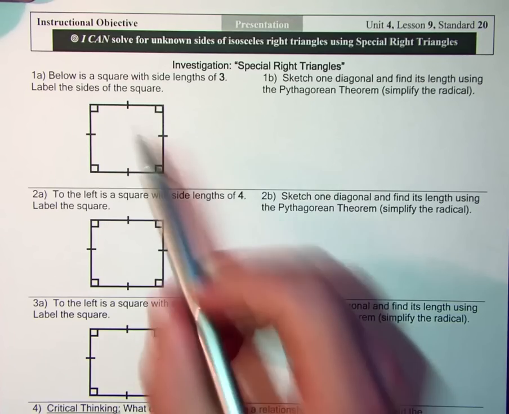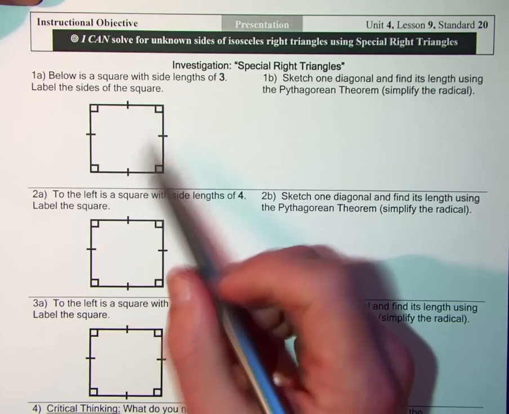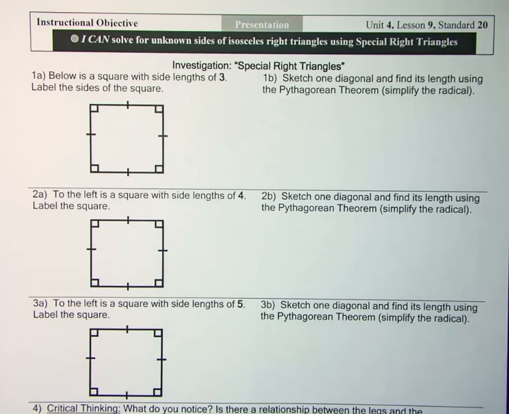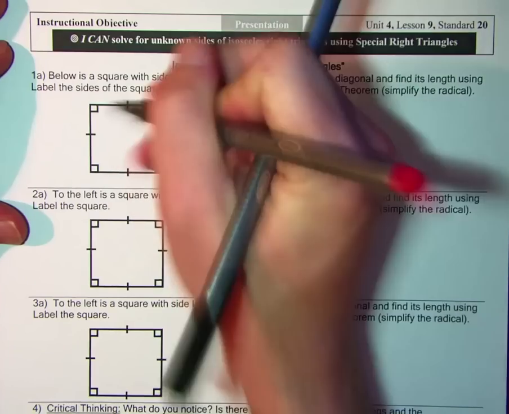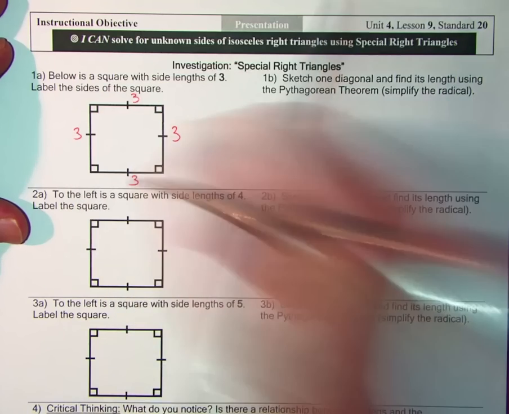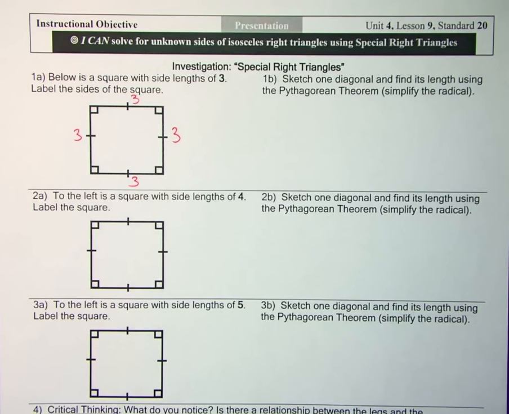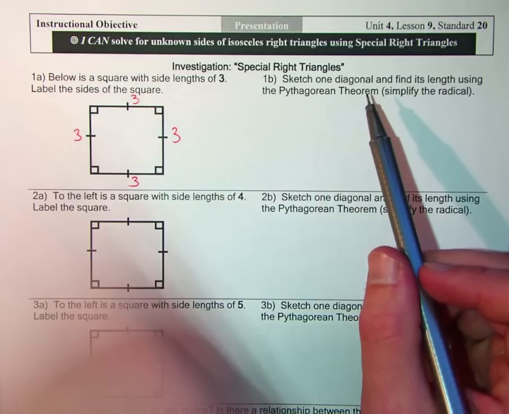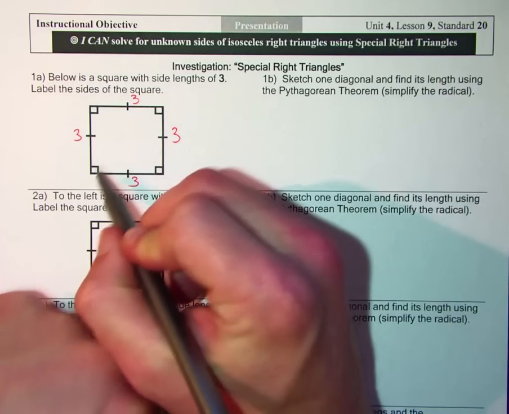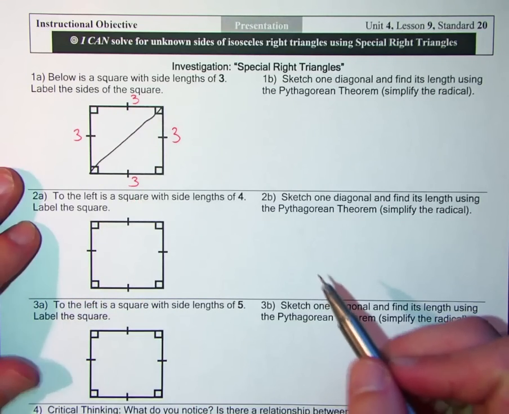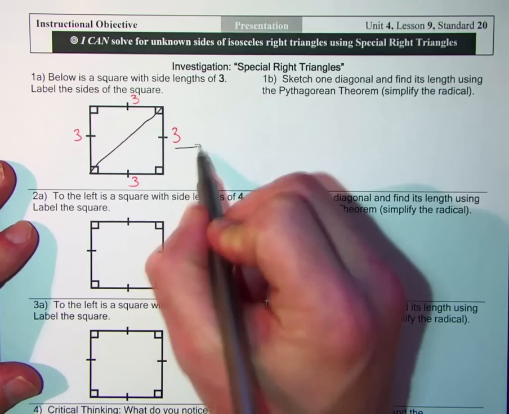So if we take a look here, here's a regular quadrilateral, also known as a square, and the side lengths are going to be 3 each. So let's go ahead and get in there and do that. So we're going to say each of these is 3. Alright, and we want to now sketch one diagonal in there. And now I want to find its length using the Pythagorean theorem.